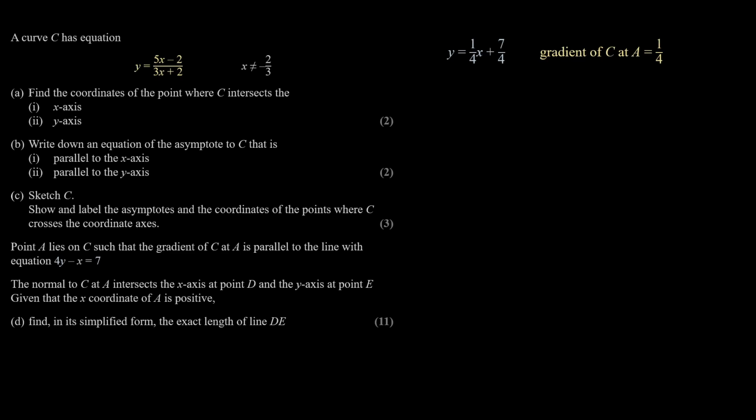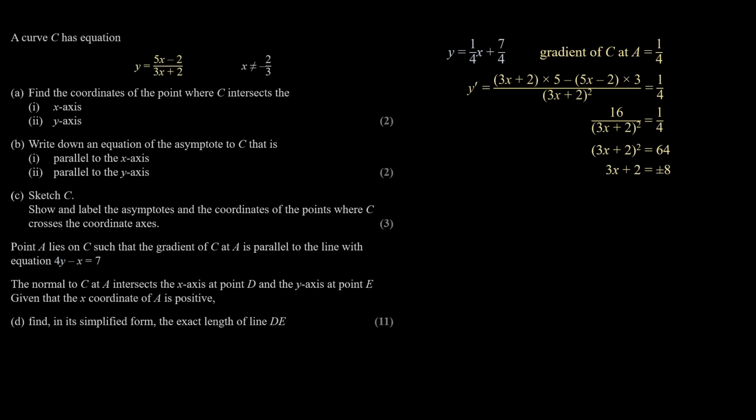Using the quotient rule, the numerator becomes (3x plus 2) times 5 minus (5x minus 2) times 3, and the denominator is (3x plus 2) squared. Simplifying the numerator gives 16. So (3x plus 2) squared equals 64. Taking the square root of both sides, we find 3x plus 2 equals plus or minus 8. The two possible values of x are 2 or negative 10 over 3.